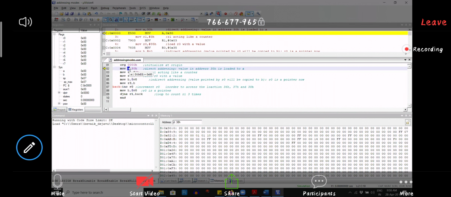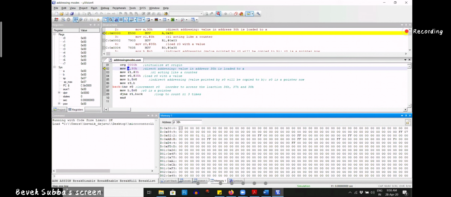What should be the value of A? It will be 20 because in the 38th location it is 20. If I click this, this value should change to A.